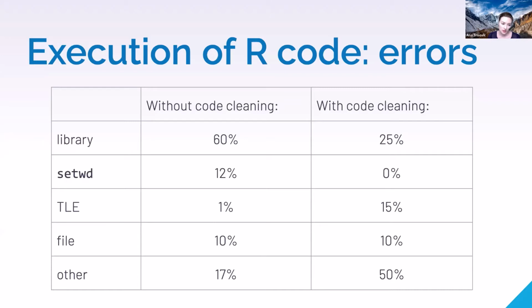Set working directory actually shows less than 0%, I mean, maybe 0.1 or 2. And that is the thing that we targeted with code cleaning. So we looked for this specific function and tried to delete it or update it.